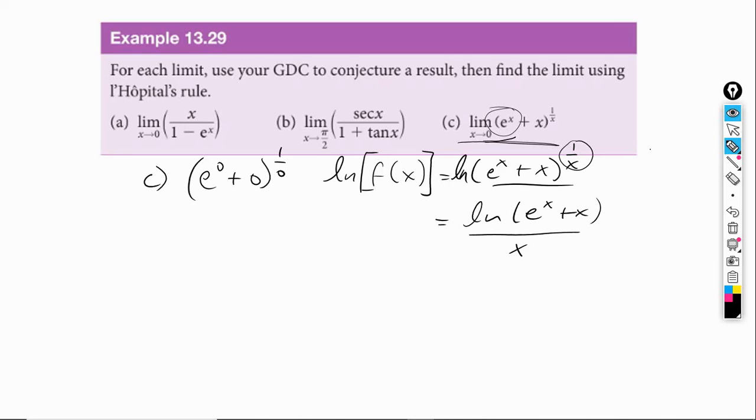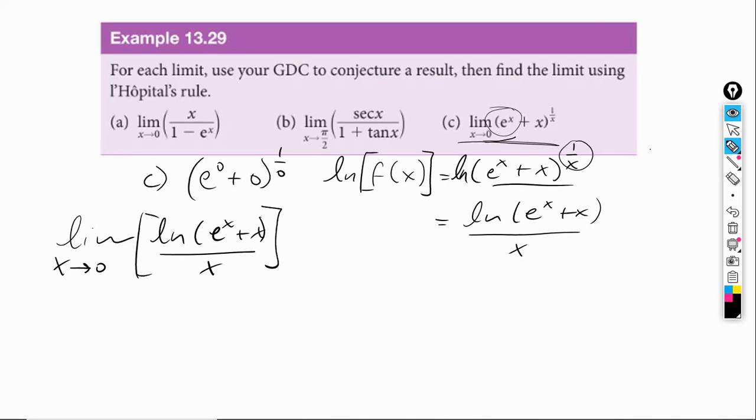And now what I'm going to do is find the limit of this expression as x approaches 0. So let's move on here to the left. So what would be the limit as x approaches 0 of this expression, the natural logarithm of e to the x plus x, over x? Well, all we have to do is plug in 0 and see what we get, right? So we would get natural logarithm of e to the 0, which is 1, plus 0. So that stays natural logarithm of 1 over 0. But natural logarithm of 1 is 0. So this is the same as 0 over 0. Therefore, we can apply now L'Hopital's rule.